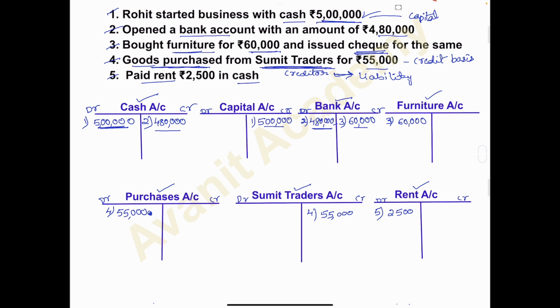How is this rent paid? In cash. So here the cash balance will decrease, and decrease in assets, decrease in cash balance, is to be credited. So in the cash account, write transaction number 4. So the cash balance is decreased by rupees 2,500.